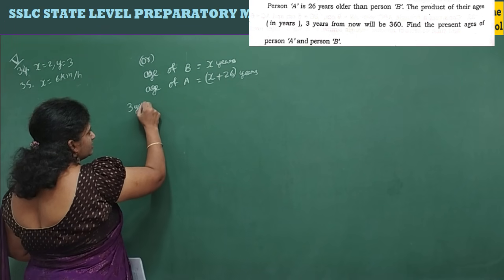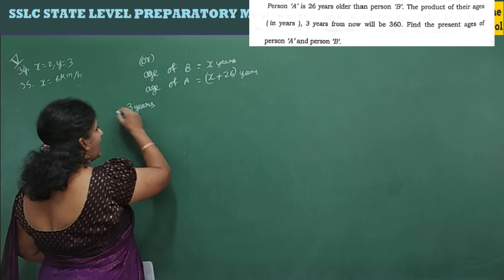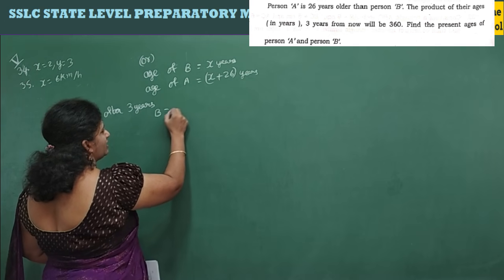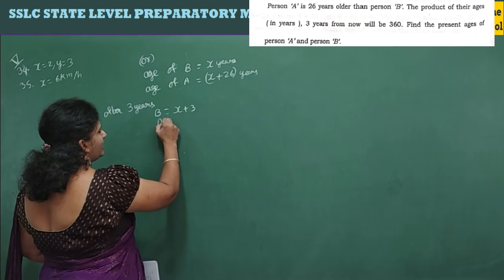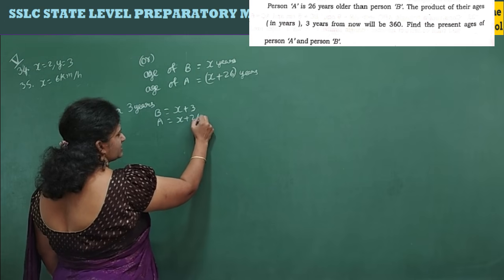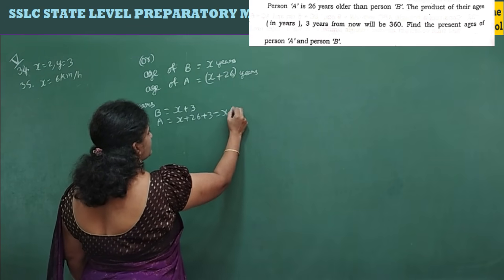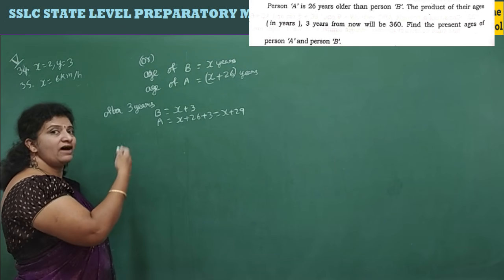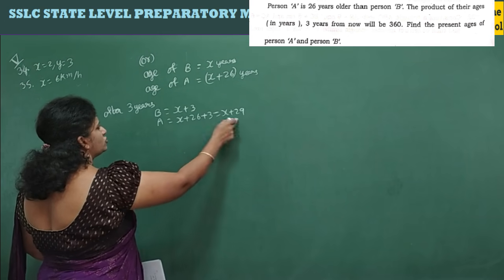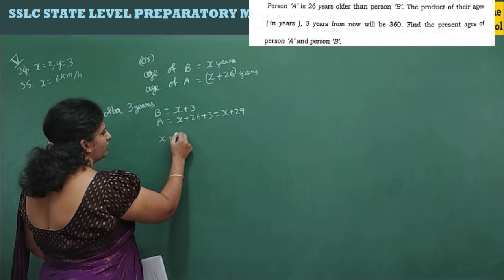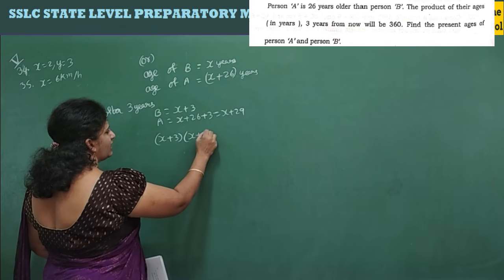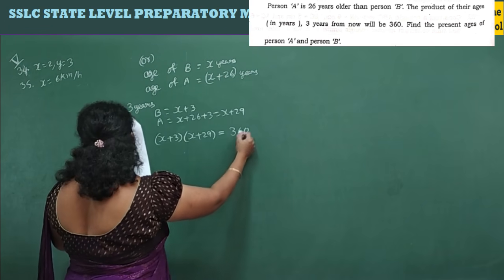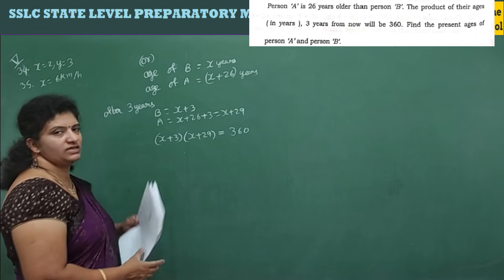3 years from now. After 3 years you can say. After 3 years, what is B's age, children? x plus 3. A's age, x plus 26 plus 3, that is x plus 29. Now, product of their ages after 3 years means these two product. Write the statement now: x plus 3 into x plus 29 is how much? 360.